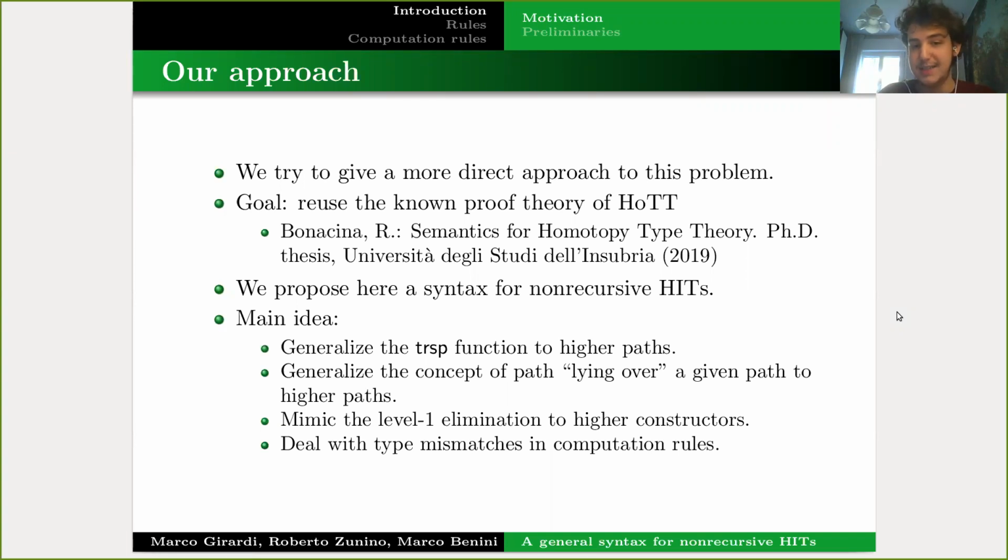In this regard, we propose a syntax for non-recursive higher inductive types, which mimics the style of what's done in Bonaccina's work. And the main idea is to mimic what we do for level 1 constructors to higher constructors as well. In particular, the key point here is that to eliminate level 1 constructors, we need the concept of a path that lies over this constructor, a proof along this path. And to generalize this, we need to generalize the transport function to higher paths. Once this is done, we can generalize the concept of path lying over to higher paths, and then we can exactly mimic what we do for level 1 constructors to higher constructors. We will see that this will introduce some problems at higher levels with the computational rules, and we'll see how to solve this as well.